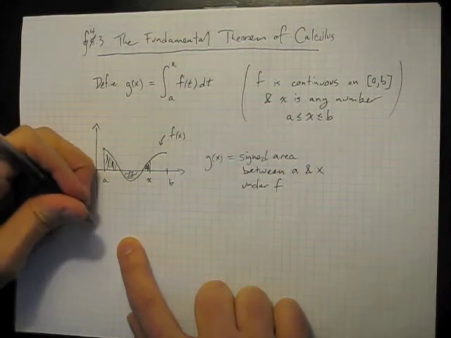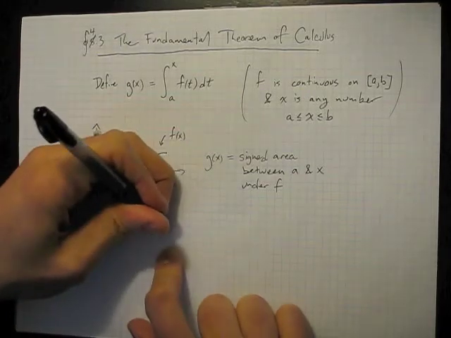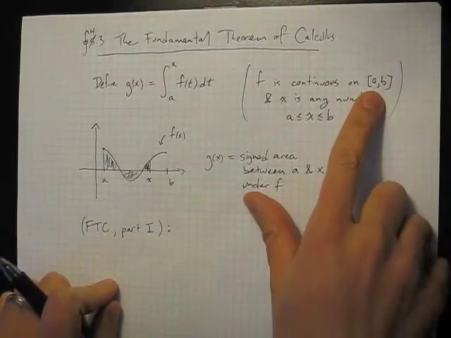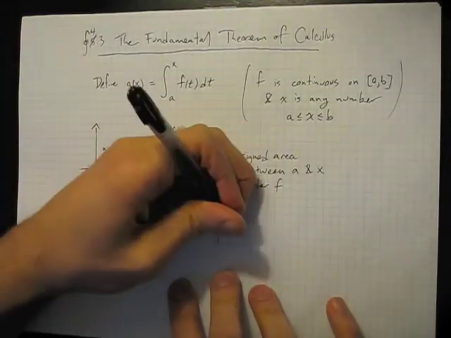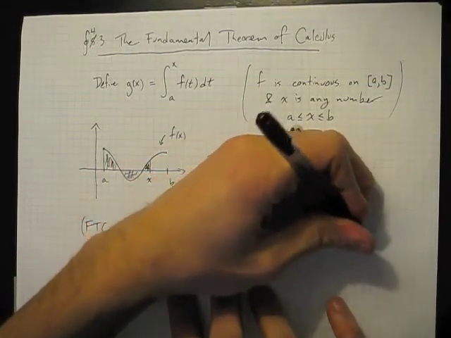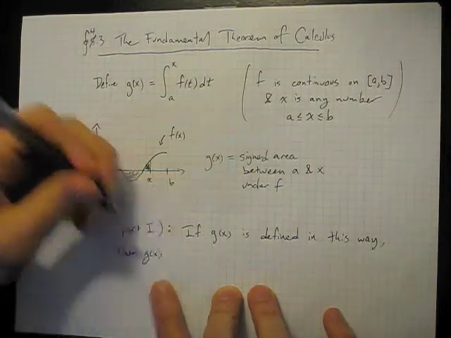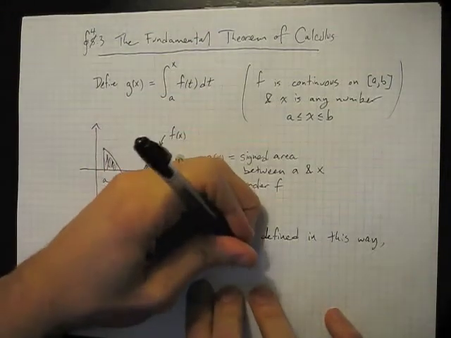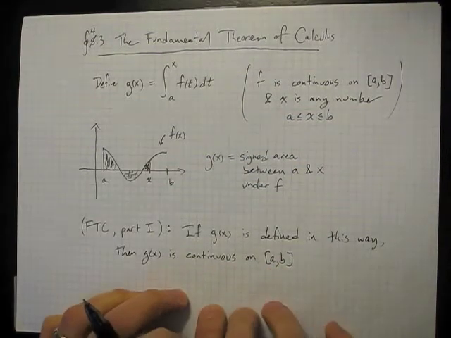Okay, so the fundamental theorem of calculus, part 1, says the following. It says that in this situation, so f is continuous on an interval from a to b, and x is any number, if g is defined in this way, then g is also continuous on the interval from a to b. So you're allowed to put any number in between a and b into g, and g is continuous on it.